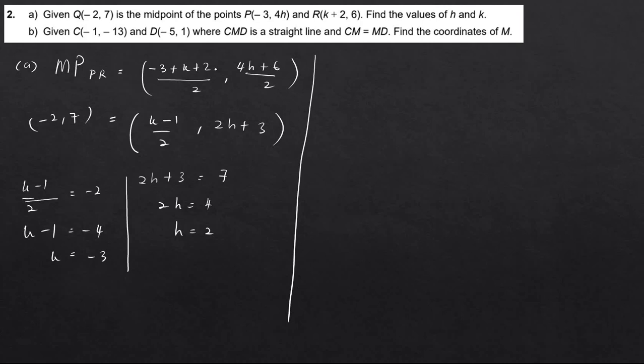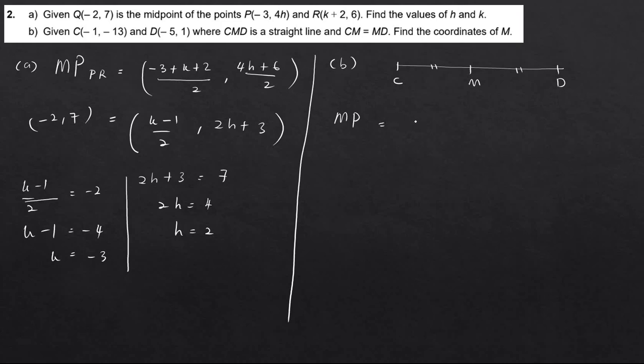Next question. Given C and D, where CD is a straight line, where CM equals MD. If we try to sketch, let's say we have point C here, point M in the middle, and point D. Distance CM is equal to distance MD. We want to find the midpoint M. So use the midpoint formula.